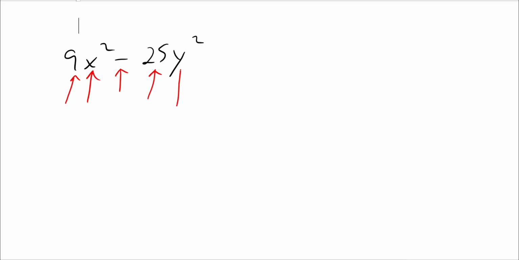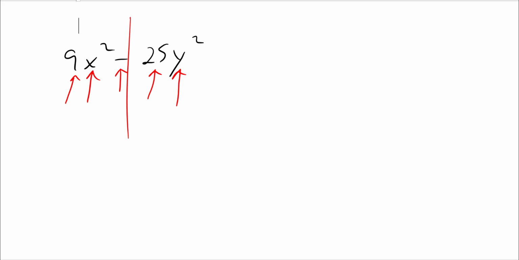All right, so let's get a little crazier. Let's do 9x squared minus 25y squared. So is that a difference of two squares? Well, it's definitely a difference. Is 9 a perfect square? Yep. Is 25 a perfect square? Yep. Is x squared a perfect square? It is. And is y squared a perfect square? It is.